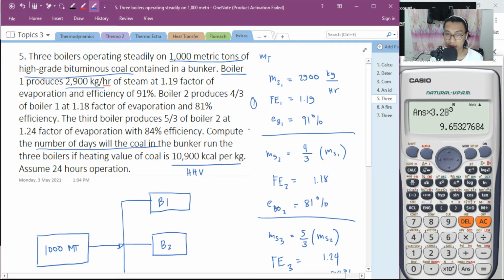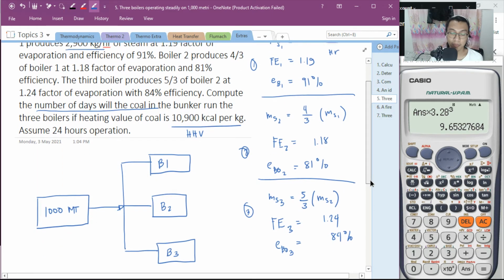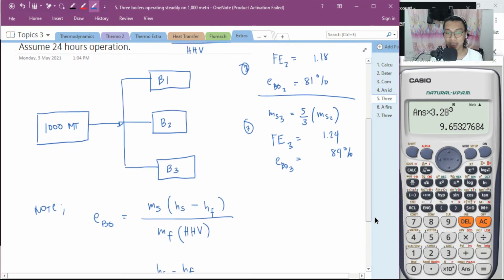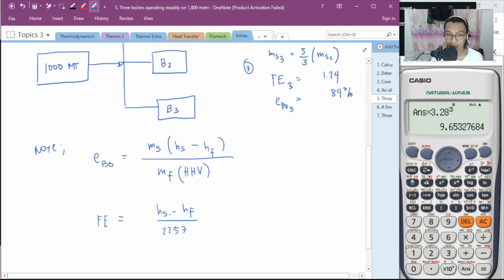Now, sir, ito yung mga given ko. Okay, this is 1, this is 2, this is 3. What I do not know is yung HS and HF. Sir, saan ko ba pwedeng gamitin yun? Pwede mong isolve yun dito sa FE mo. Pwede mo i-reform si FE as HS minus HF equal to FE times 2257.